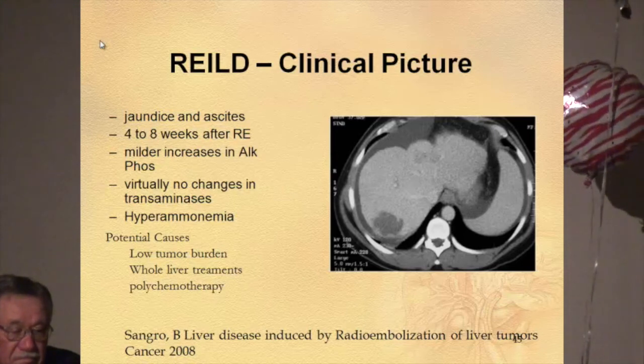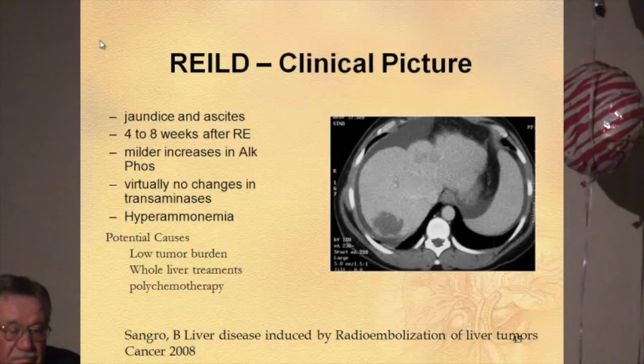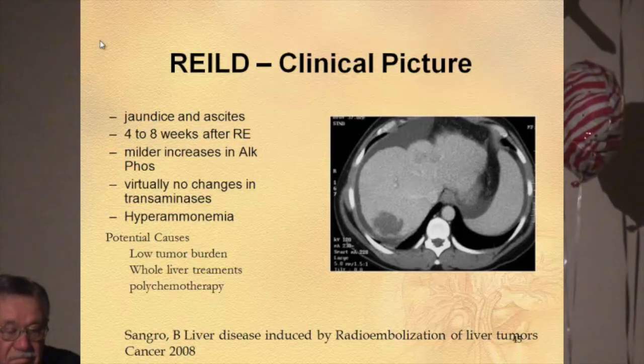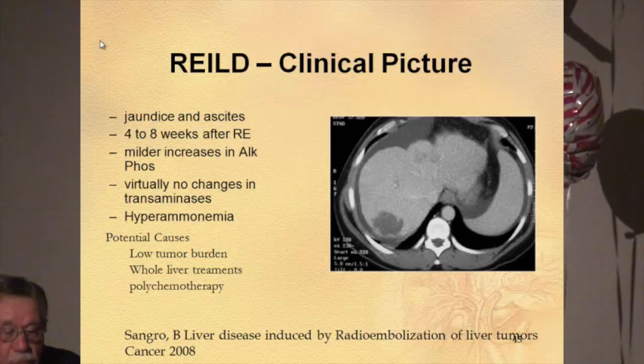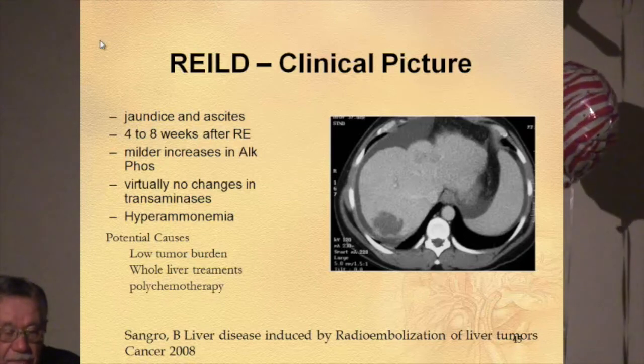REILD, radiation-induced liver disease or failure. It's rare. It's less than 1% in the general population. There was a paper out of Spain that looked at who's at higher risk for this.